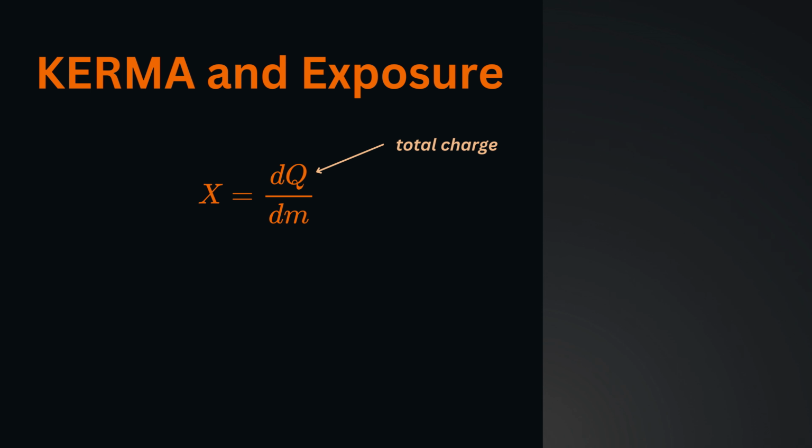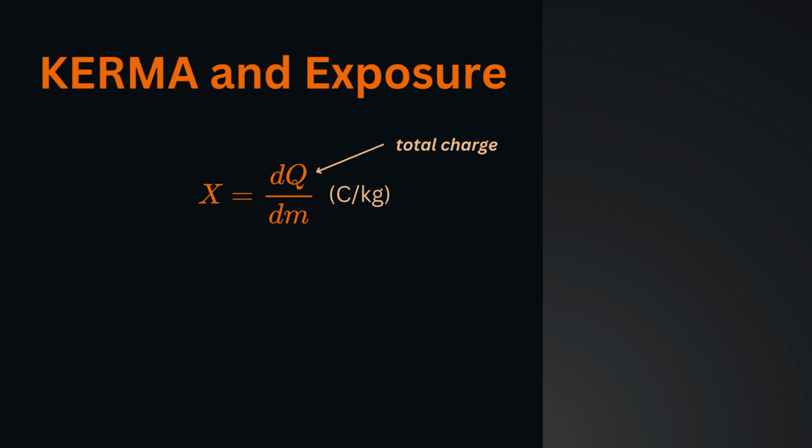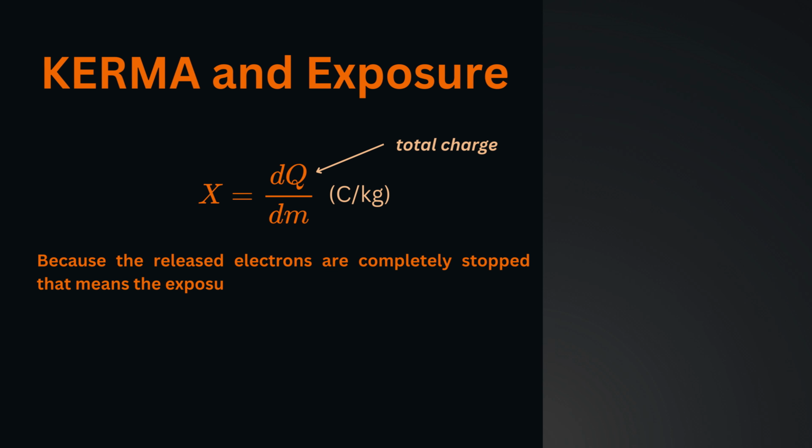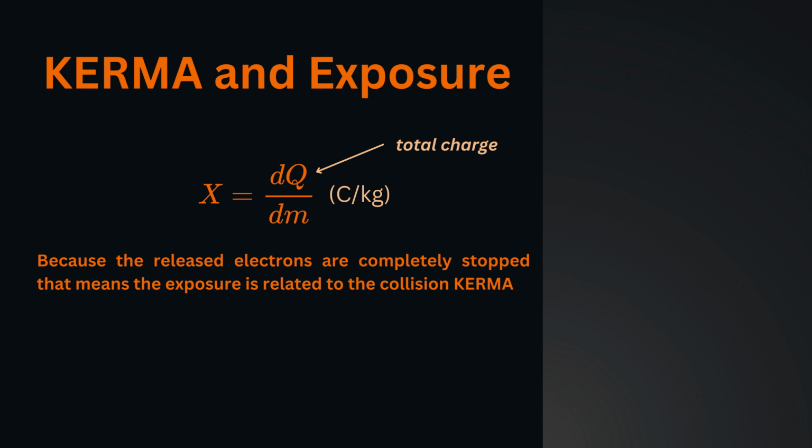KERMA and exposure. As mentioned before, exposure is the amount of charge produced in air by photons. dQ is the total charge of the ions of one sign produced in air when all the electrons liberated by the incident photons in air of mass dm are completely stopped in air. Because the released electrons are completely stopped, that means the exposure is related to the collision KERMA. In other words, it is related to the net energy transferred from photon to charged particles in air that will lose their energy through excitation and ionization.